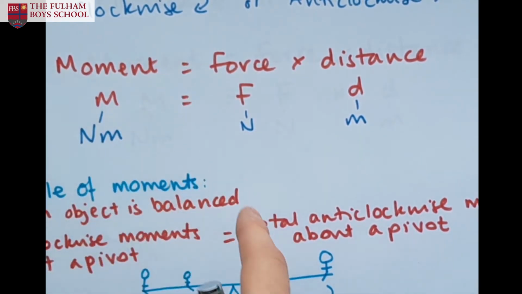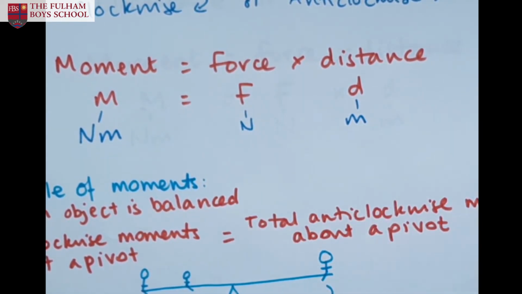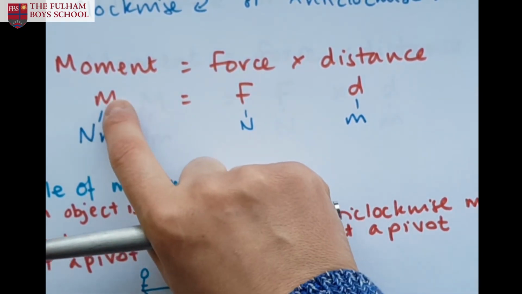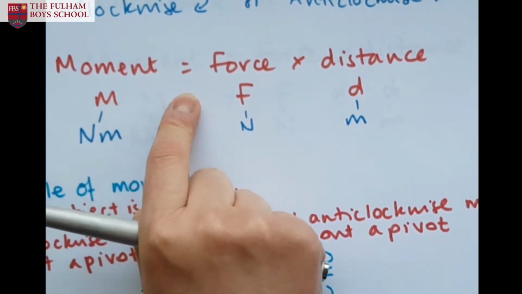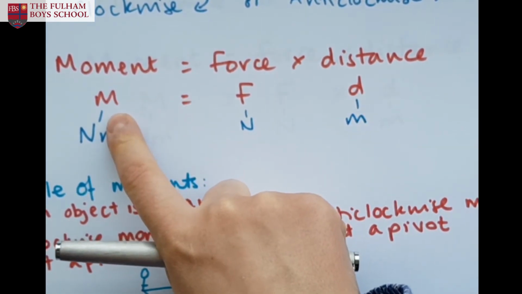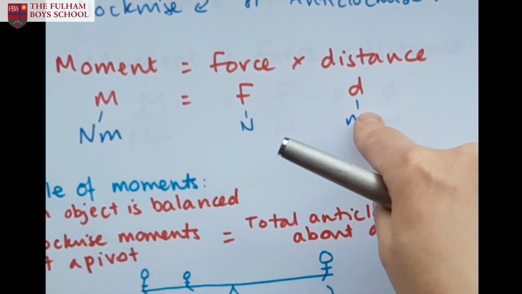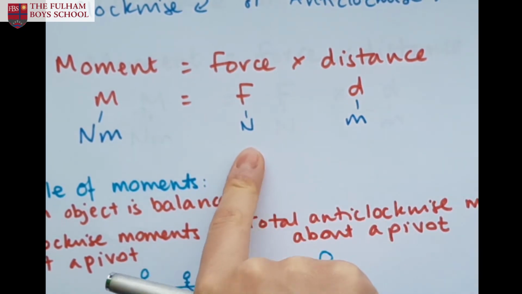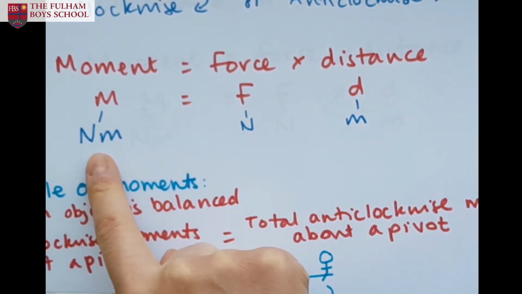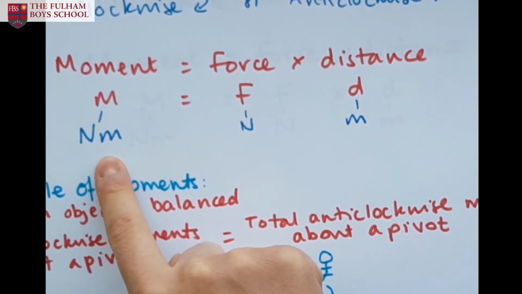Moments can be clockwise if they cause the object to turn clockwise, anti-clockwise if they cause the object to turn anti-clockwise. And we can calculate the moment using this equation that you need to learn. Moment is equal to force times distance. Moment gets the symbol capital M, force capital F, distance lowercase d. Force is measured in newtons, distance in meters, and the moment simply gets those two units squished together, so a moment is measured in Newton meters.